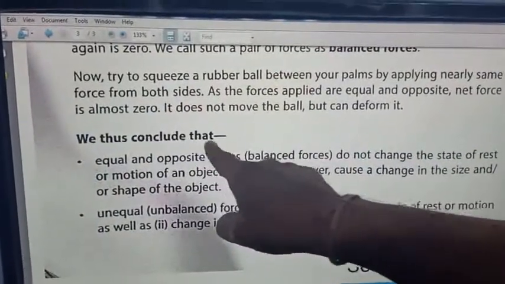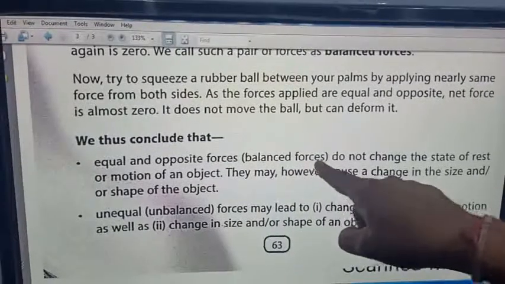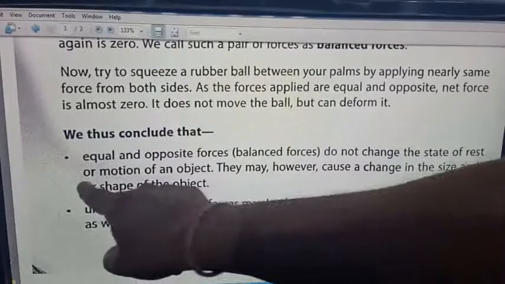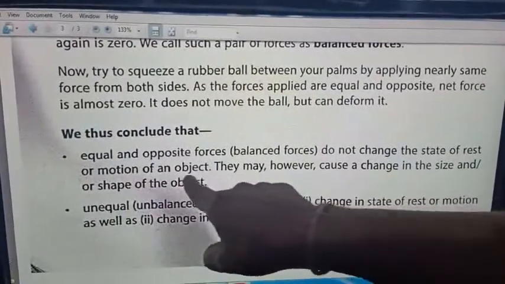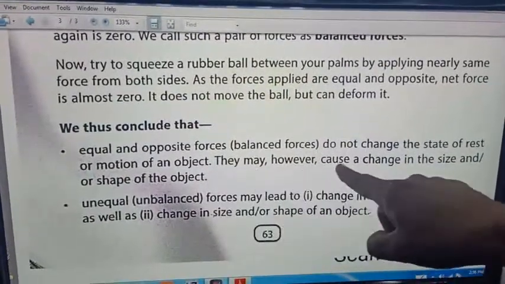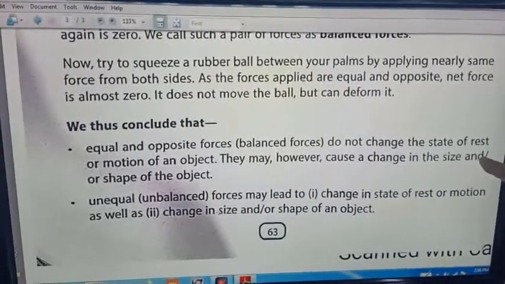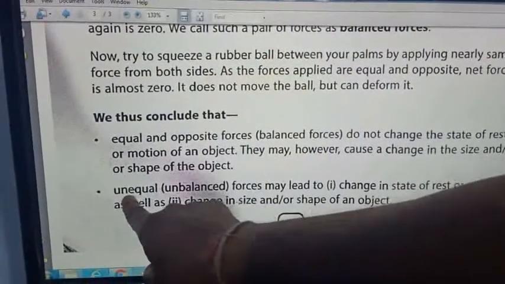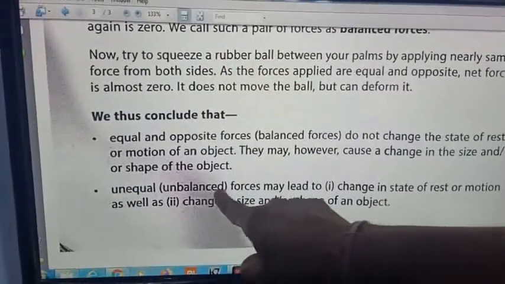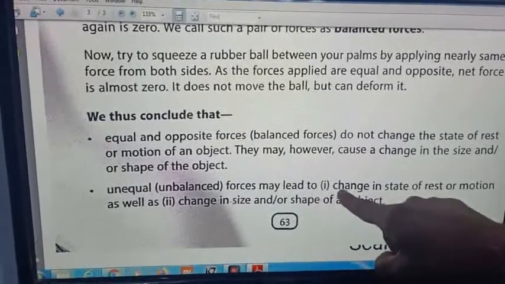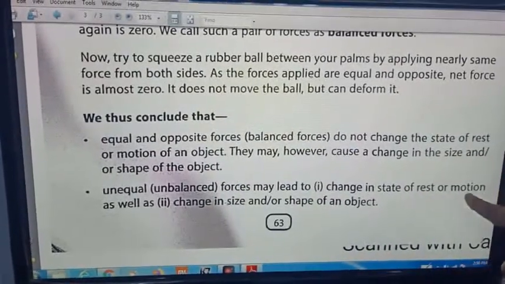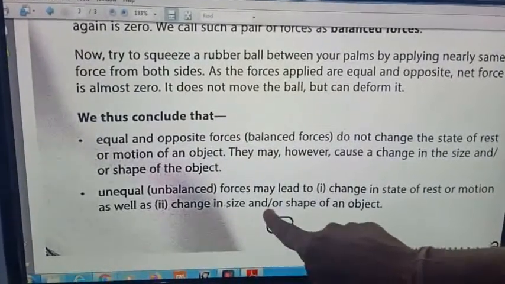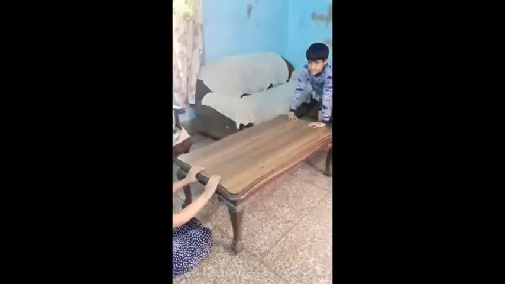So we conclude that when a balanced force acts on an object, there is no change in the state of rest or motion of the object. There may be a change in the size and shape of the object. Whereas when an unbalanced force acts on an object, it leads to a change in the state of rest or motion as well as a change in the size or shape of the object.